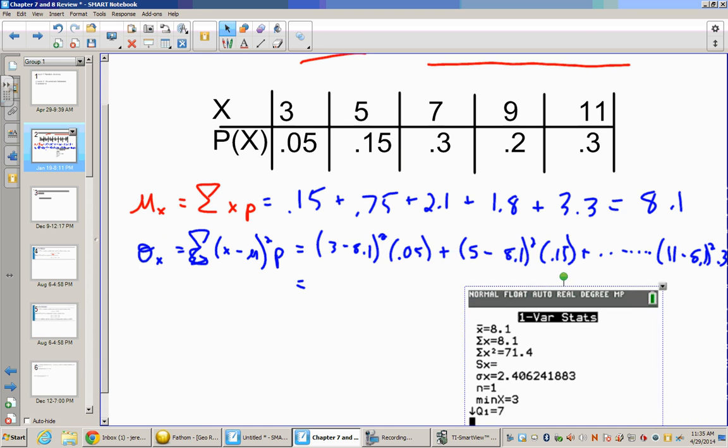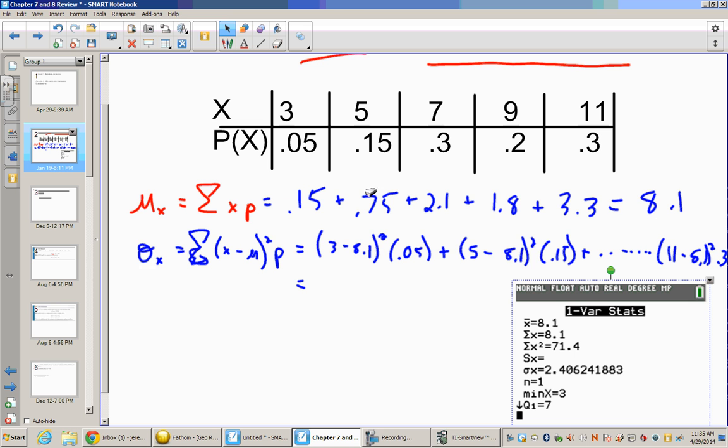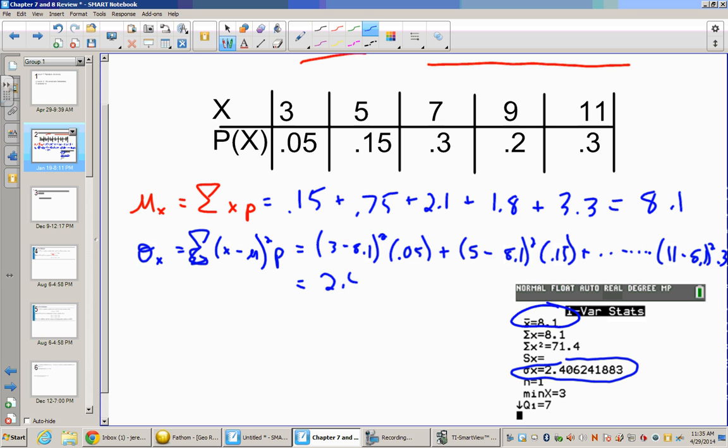you can see that my x bar value is the same as we got up there. So that is our mean. And our standard deviation is down here, 2.406. They don't even give you the Sx, which is a sample standard deviation, because this is a theoretical situation, so they're not going to give you a sample standard deviation.